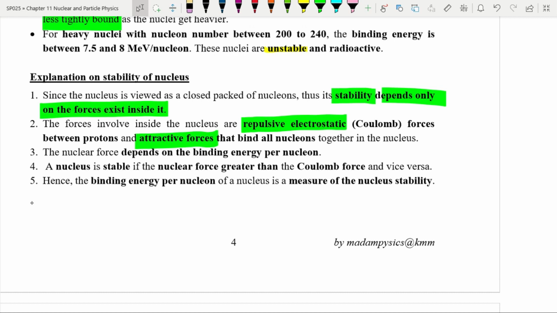So kita akan kata nucleus ni stable apabila force tu sebenarnya besar nilai dia ataupun strong forces that bind the nucleus. Jadi kita akan kata nucleus tu lagi stable lah. Okay, that's why binding energy dia relate dengan force dan binding energy tu dia akan indicate ataupun dia akan measure the stability of the nucleus. Alright, so itu sahaja yang saya boleh concludekan tentang binding energy per nucleon dan juga the mass defect.